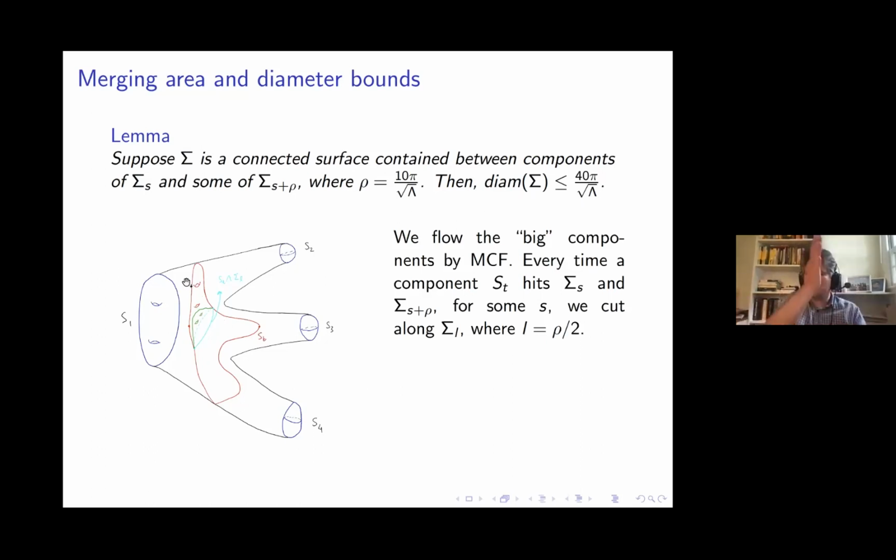So the nice thing about the stable surface that you desingularize, right? It becomes mean convex. So that's what we want. So this will flow in this direction, this will flow in that direction.